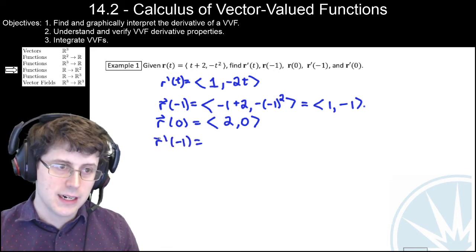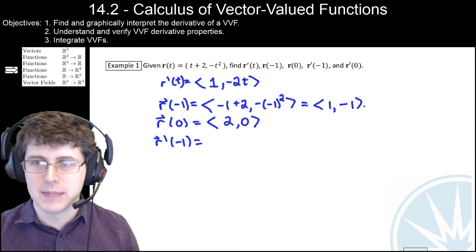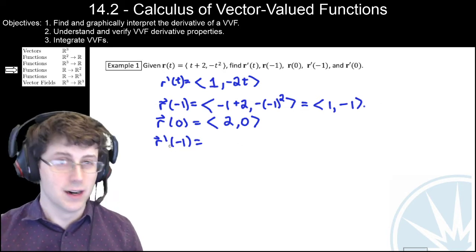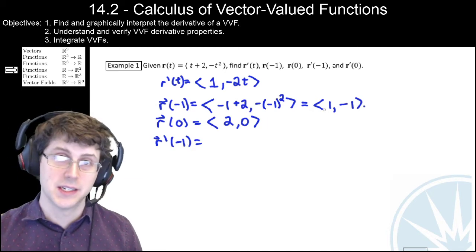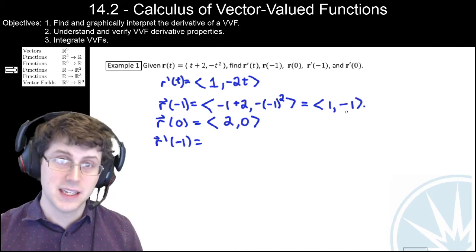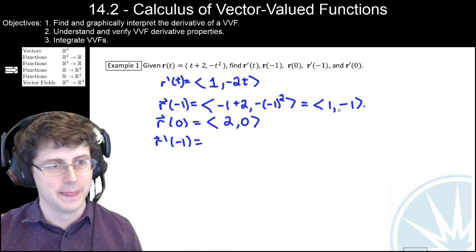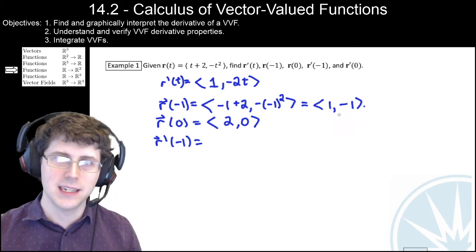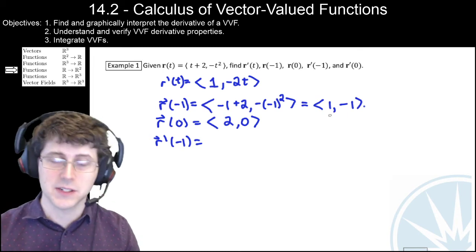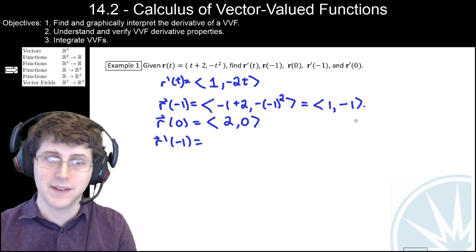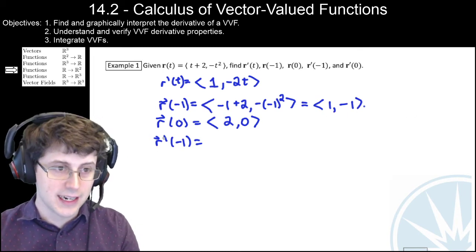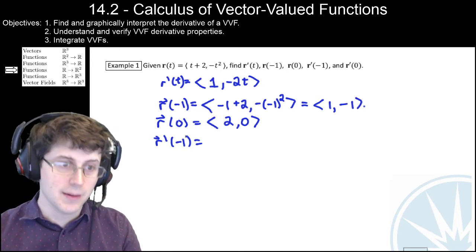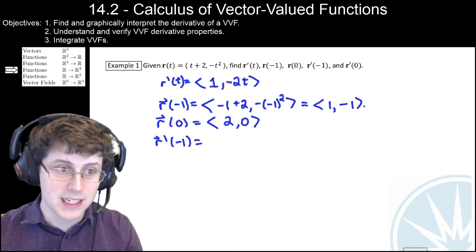Now, here's where you can get the most common misconception. You could say, well, wait, I know what r of minus 1 is. It's these numbers, and I'll take the derivative of these numbers. No, that's not what's going on here. You don't take the derivative of this. If you did, you would always get 0, 0, 0, 0, 0 for all of the r primes of everything. Instead, you find r prime of t, it's 1 minus 2t, and plug the t value into r prime of t.